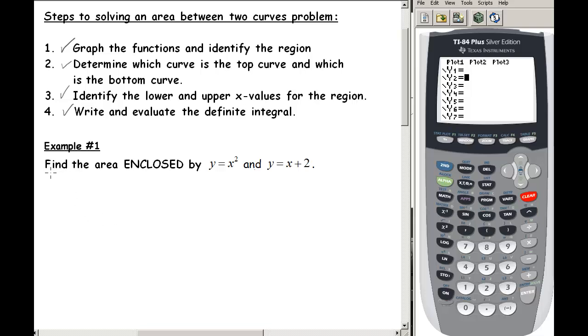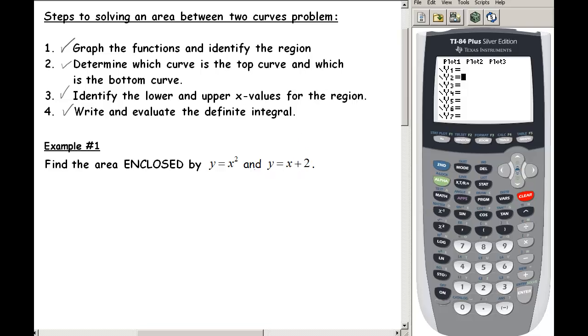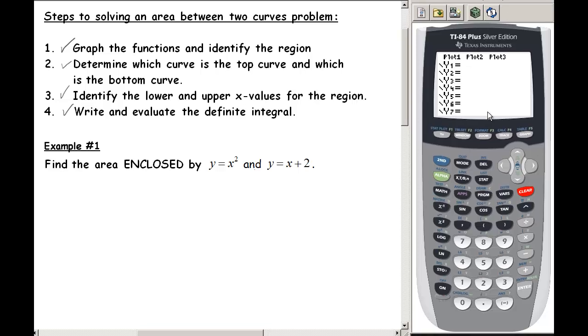So let's look at this problem where we're supposed to find the area enclosed by y equals x squared and y equals x plus 2. So I'm going to grab my calculator over here, and I am going to put my function y equals x squared in my y1, and in y2 I'm going to have y equals x plus 2. And I'm going to go ahead and just zoom to one of my standard windows. Let's zoom decimal. Let's see if that works.